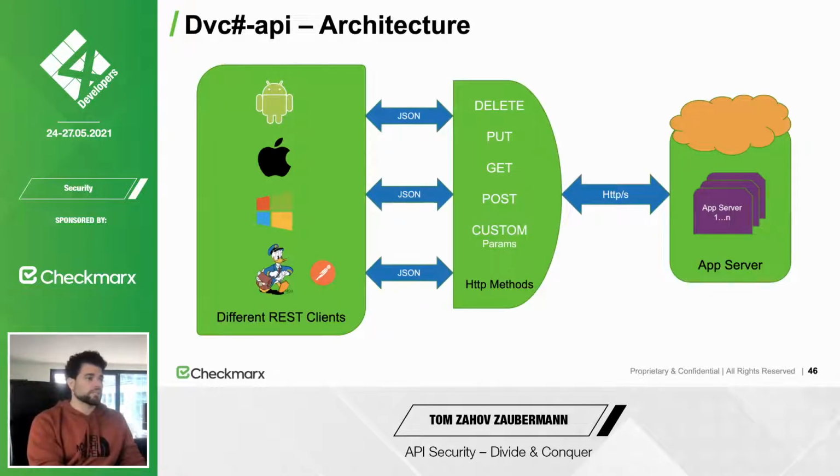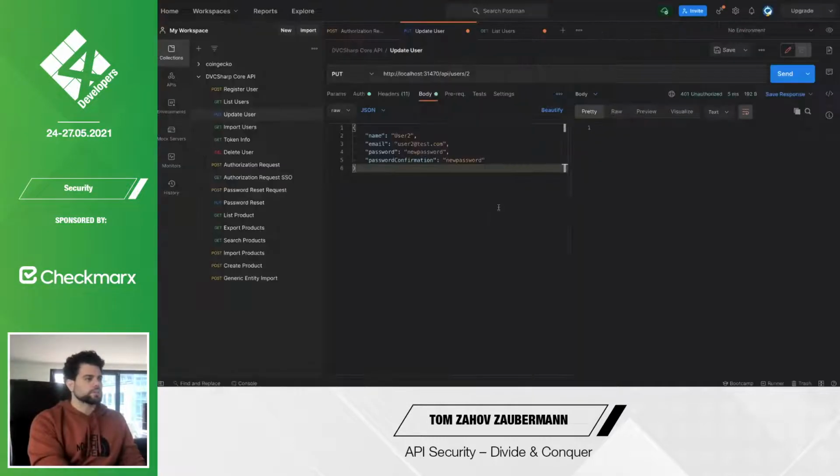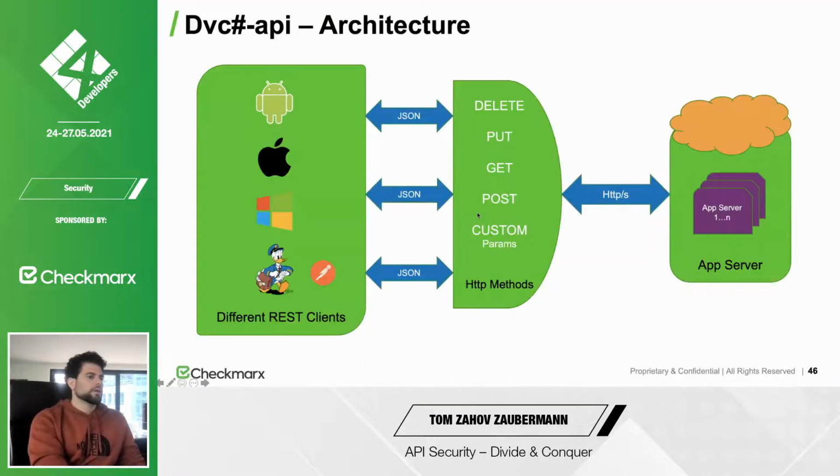The architecture of this application goes like that. You can basically do requests from any client you want. I'm using Postman here. You have delete, you have put, you have get. You can actually download the entire core API that you can use later. And then, of course, it goes to the application server and the HTTP request, you know the drill.